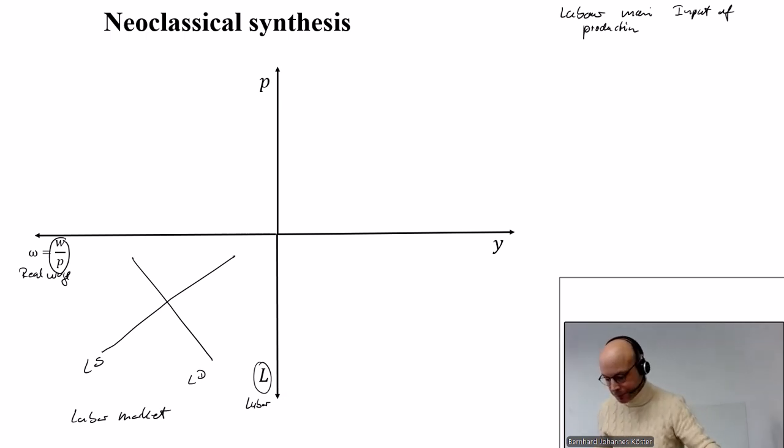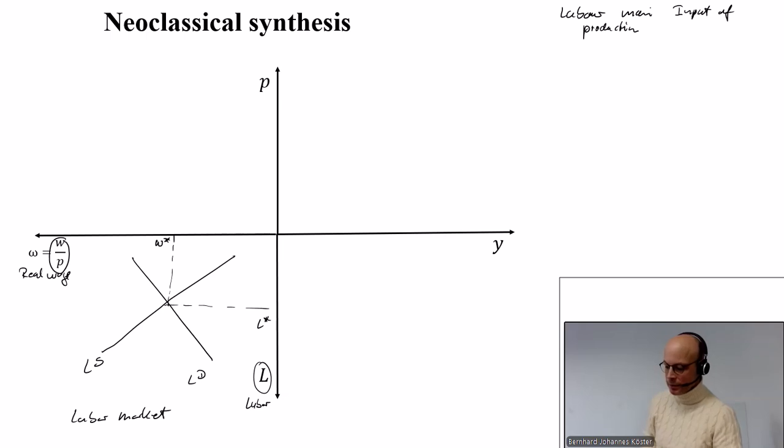So this determines an equilibrium real wage rate and, oops, let's do it like this. And an equilibrium labor input. Now we go to the right quadrant.